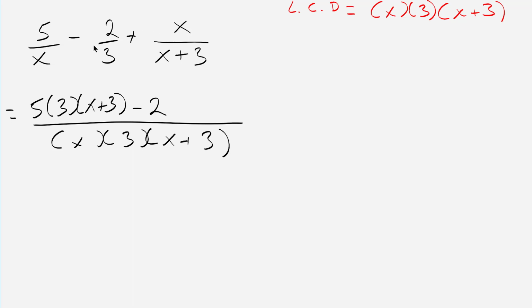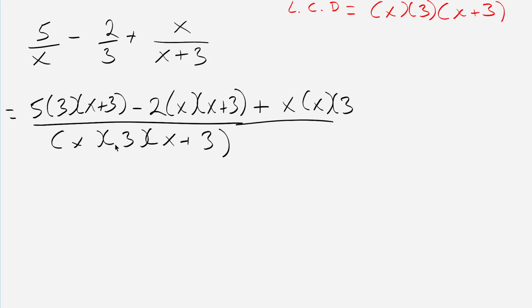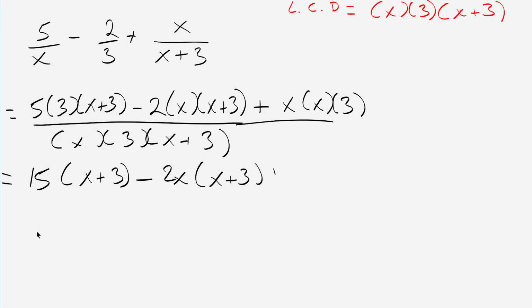Minus the 2. What's the 2 going to get multiplied by? Well, 3 divides in, leaving the x and the x plus 3. So 2 gets multiplied by x and by x plus 3, plus the x plus 3 divides in, leaving the x and the 3. So this x here gets multiplied by x and by 3. And from here on out, it's just a case of multiplying it out and tidying it up. I'm going to take my time with the multiplication, in 2 steps. So 5 times 3 is 15, still to be multiplied by x plus 3. 2 times x is 2x, still to be multiplied by x plus 3. And x by x is x squared, still to be multiplied by 3.